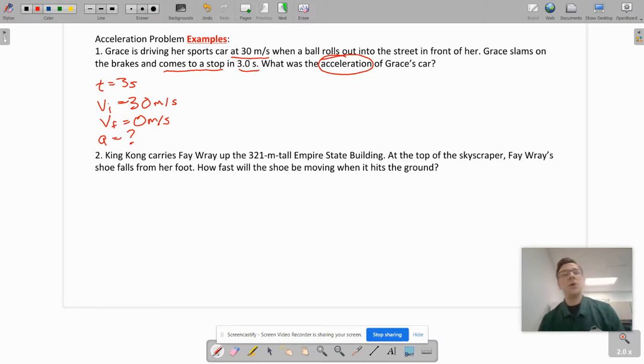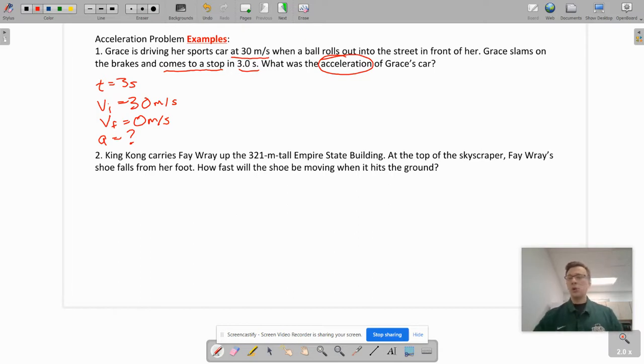Okay. So always think about in these problems, did the person start from rest? If so, the initial velocity would be 0. Or did the person or the object stop? And then the final velocity would be 0. So that's kind of how you'll want to attack those.